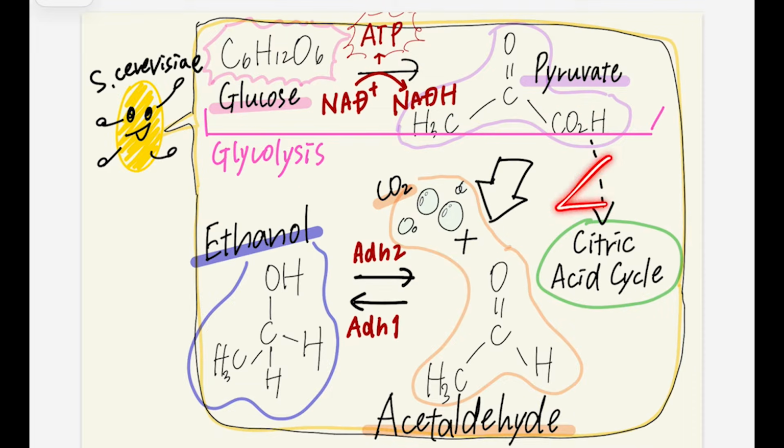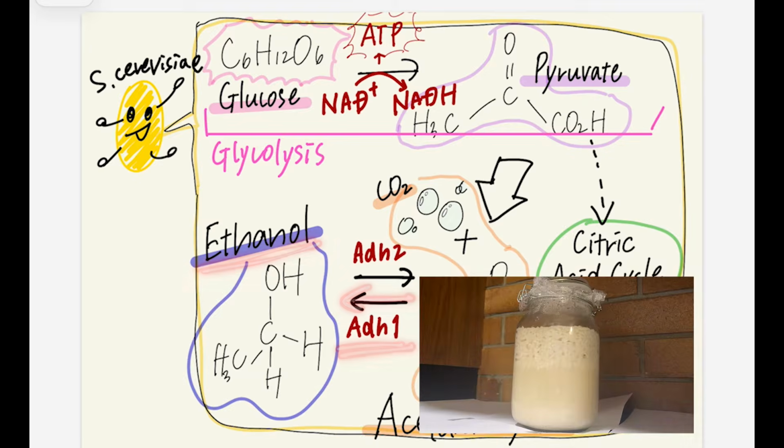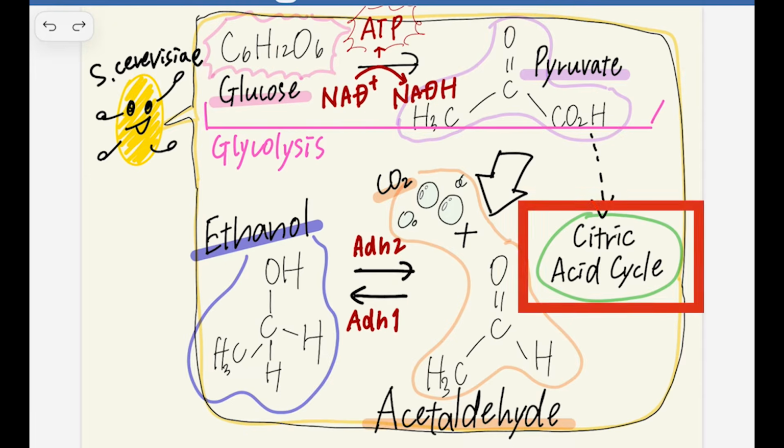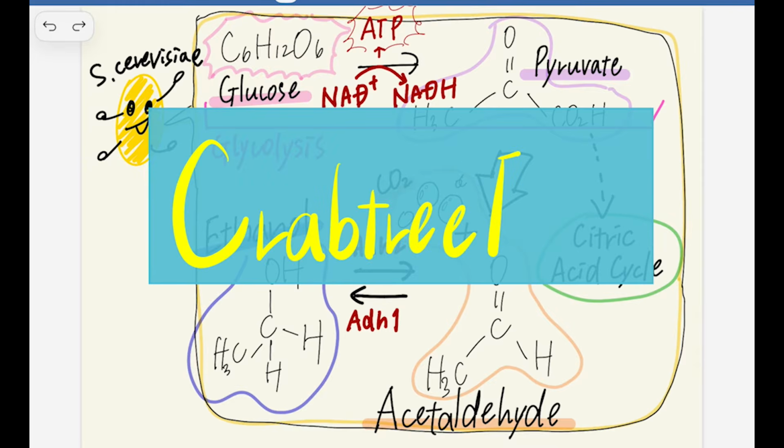Instead of entering the citric acid cycle, most pyruvate is converted to acetaldehyde and then to ethanol by alcohol dehydrogenase. The bubble you saw comes from this carbon dioxide. Why not use a more efficient citric acid cycle? Due to the Crabtree effect.